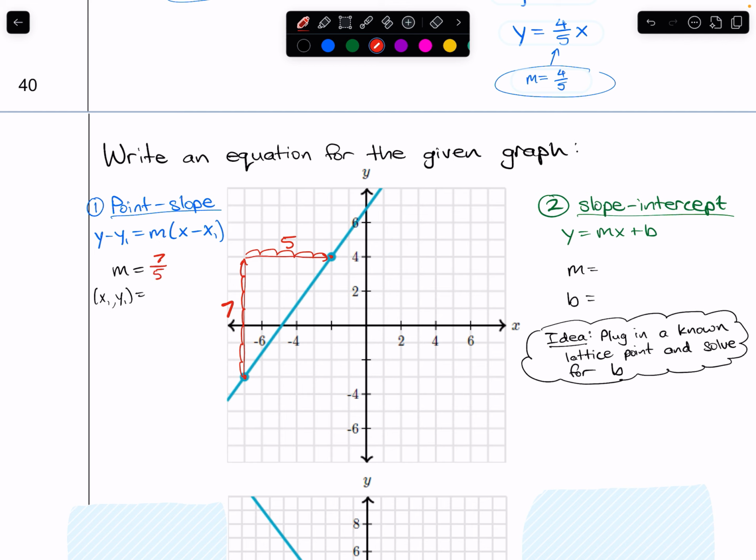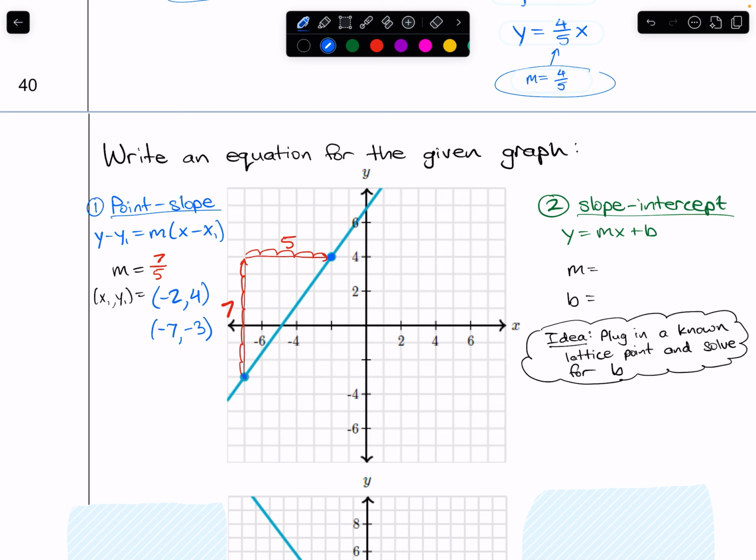Our point, you can pick either point. I see 2 lattice points that we pointed out earlier. That first one there has the coordinates (-2, 4). But if you'd rather, you could also have said (-7, -3). That would have worked as well. And then you plug those values in.